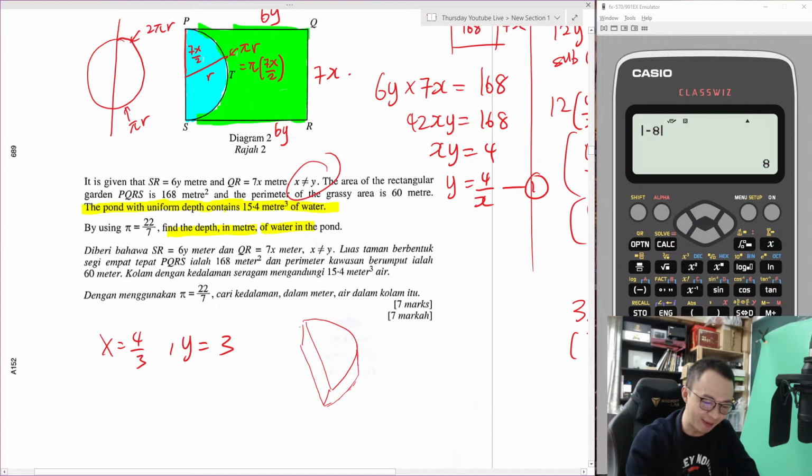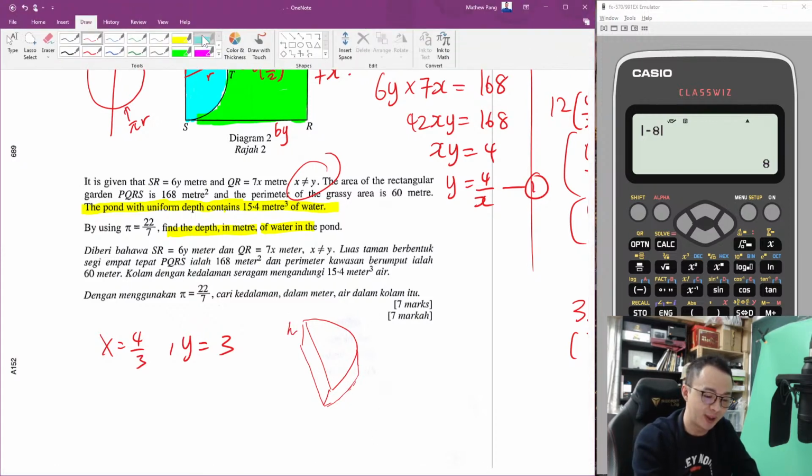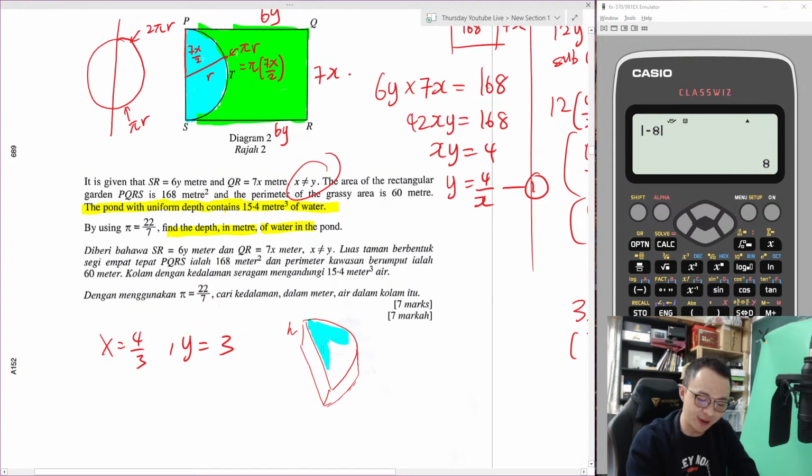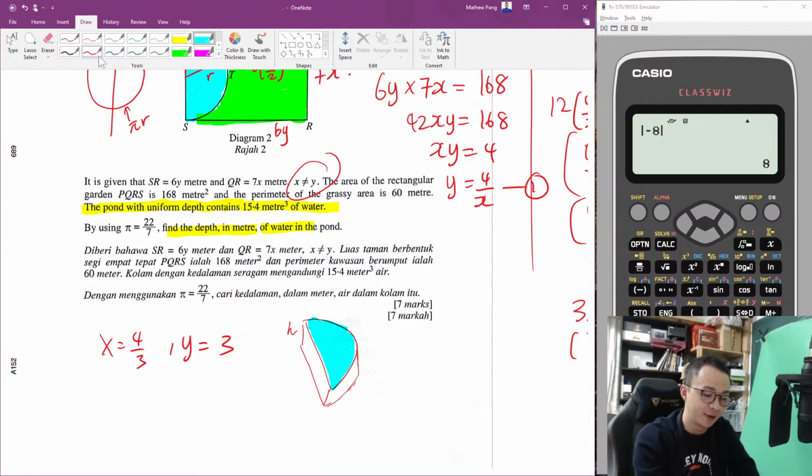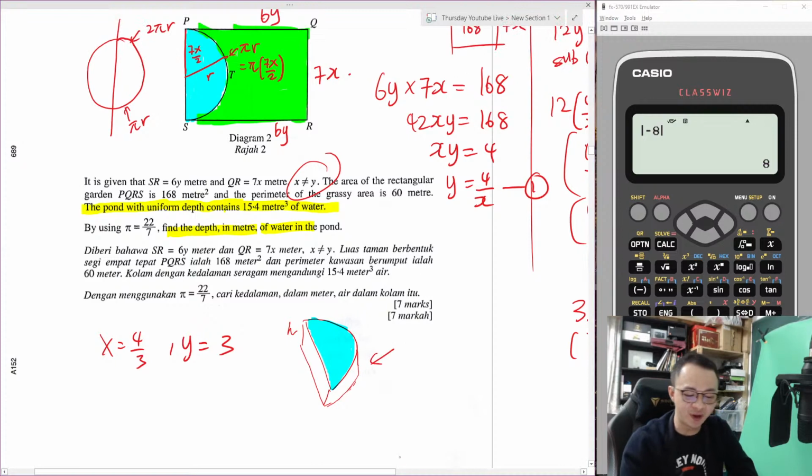Okay, so the depth here, I'm going to call it a height, which I do not know. But since all of this is water, it should be fine. We have the x value right now, so I will just substitute my x value here to get the idea. So how do we get the volume for this one?